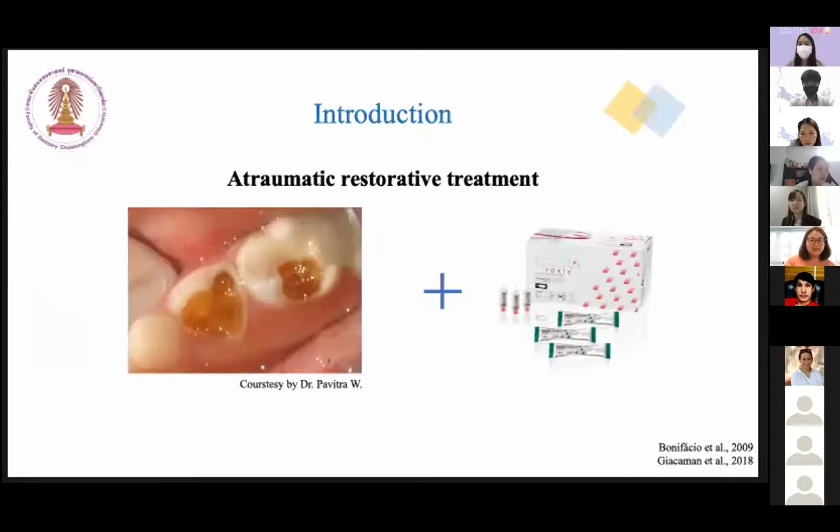Atraumatic restorative treatment, or ART, is a method to manage deep caries by only hand instrument to selective caries removal for less trauma. ART was developed mainly for treating caries in children living in underserved areas where resources are limited. The restoration material which is often used with ART is high viscosity glass ionomer cement, or HGIC. The combination of ART method and HGIC helps dental treatment easier, faster, and more comfortable than conventional restorative treatment.